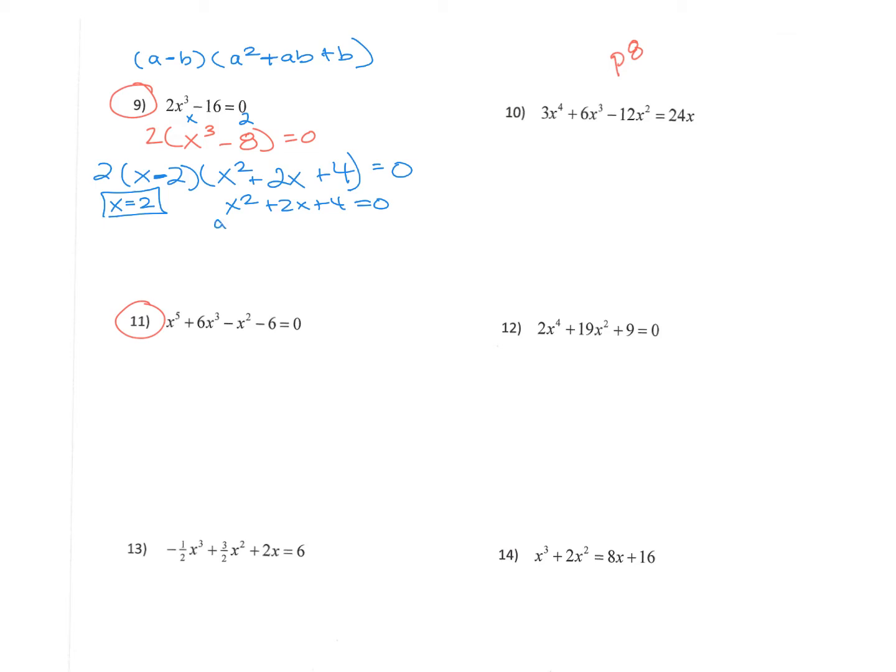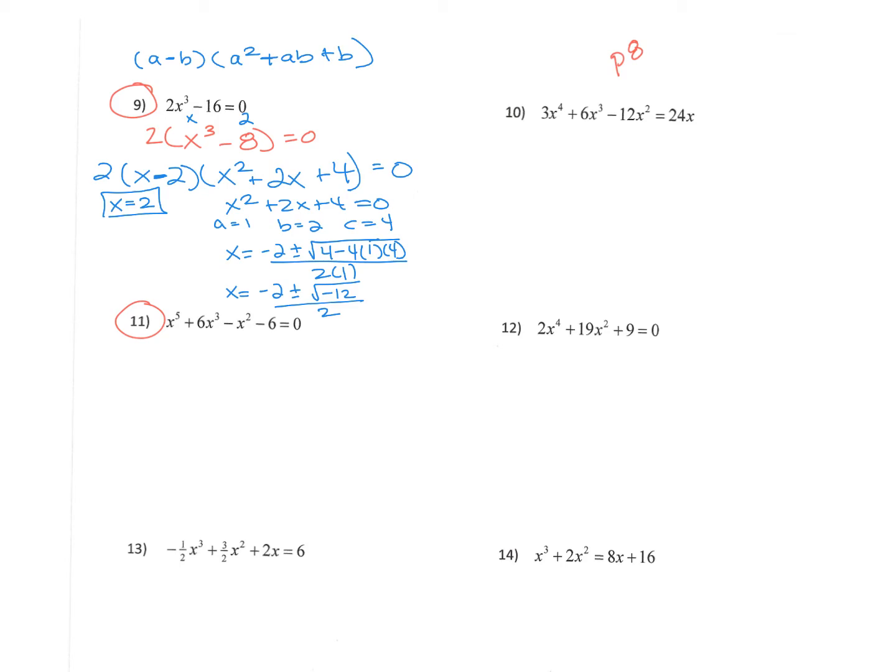So my A is 1, my B is 2, and my C is 4. So my quadratic formula is negative B plus or minus the square root of B squared, which is 4, minus 4 times A, which is 1, times C, which is 4, all over 2 times A. So it looks like it is negative 2 plus or minus, what is underneath this radical? 4 minus 16, so negative 12, all over 2.